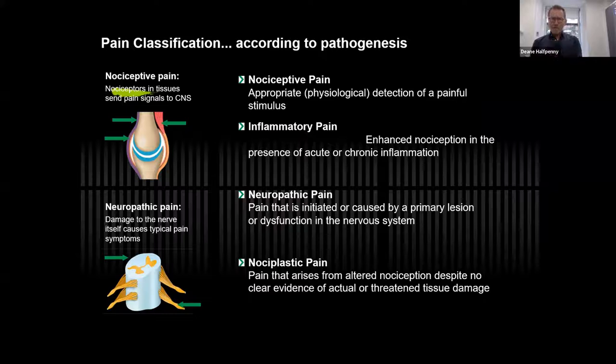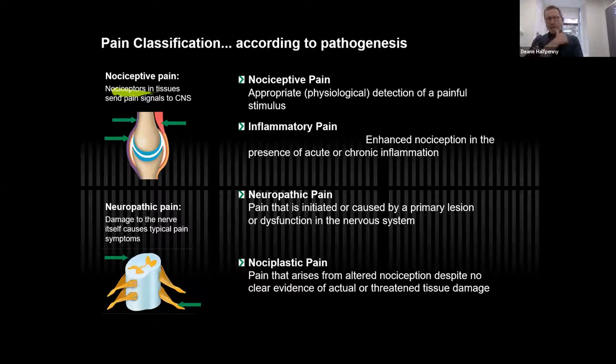Essentially nociceptive pain is physiological detection of a painful stimulus. So normal C fibers, normal polymodal nociceptor receptors. So this is a physiological function that is essential for us to stay alive, really, because we need to be able to respond to pain when it comes about. Inflammatory pain is obviously enhanced nociceptive pain, which happens in the presence of an inflammatory event. So that can be post-surgery, that can be a chronic inflammatory condition, it can be an inflammatory joint disease. So, you know, inflammatory pain really exacerbates or enhances physiological pain. And again, a little easier to manage with anti-inflammatories, to be honest.